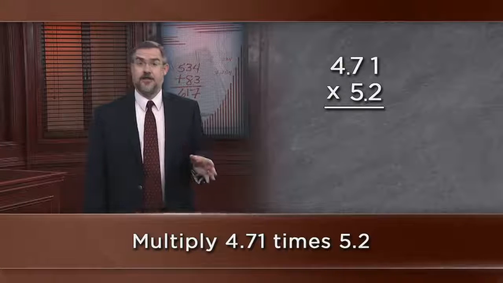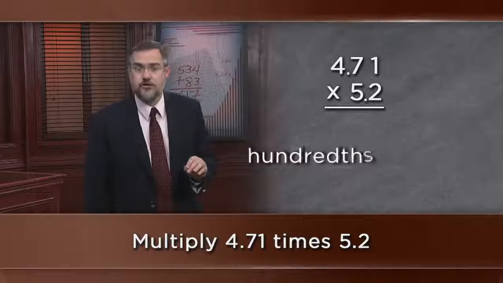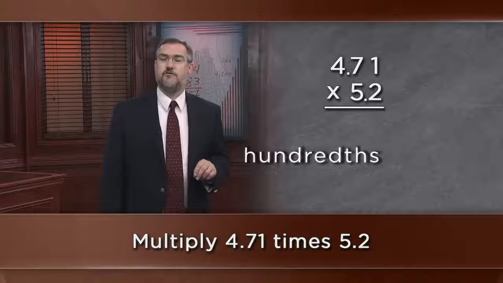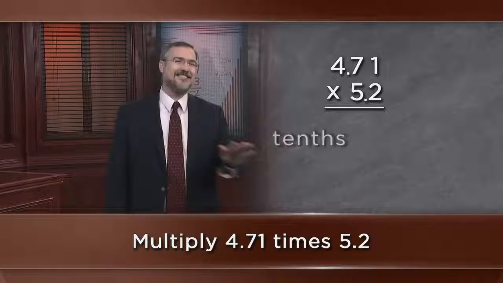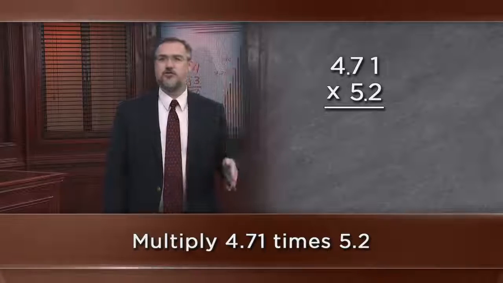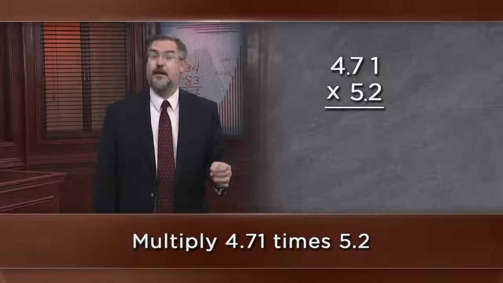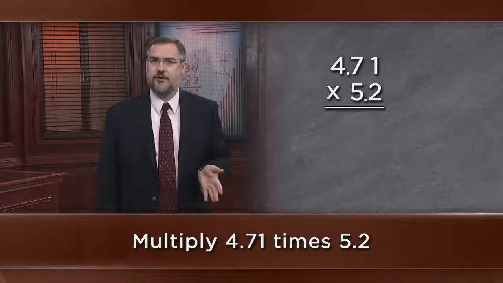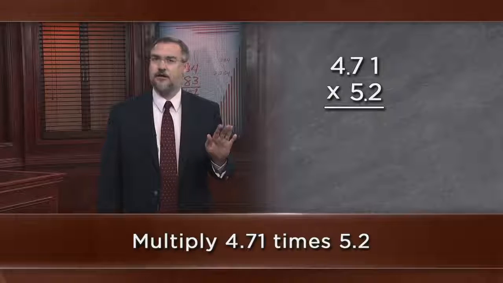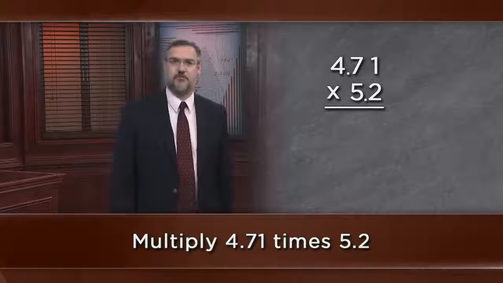Now, I understand that the 1 in 4.71 is in the hundredths place, while the 2 in 5.2 is in the tenths place. It doesn't matter, though, that those two digits are lining up when we're multiplying. It would matter very much if we were adding or subtracting, but not when we're multiplying. We don't have to line up those decimal points when we're multiplying decimal numbers.